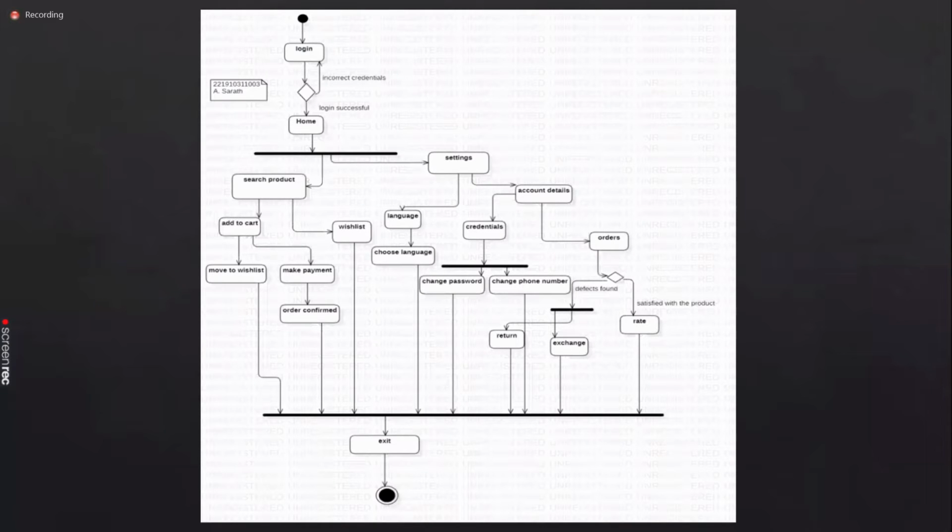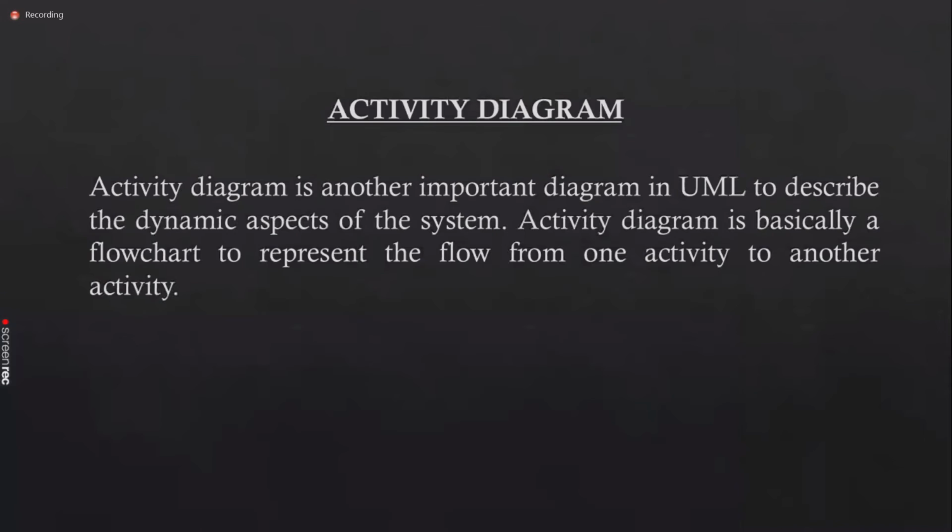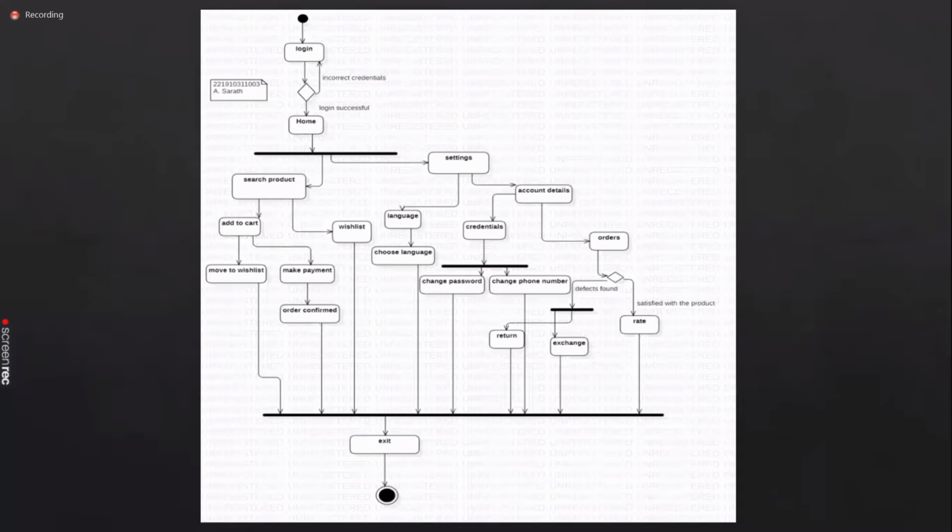This is the rudimentary diagram of online shopping from the user side. First we log in. If the credentials are right, it will take us to the home page, or else it will take us back. Where is the diagram name? It's the activity diagram. In the diagram itself, you have to mention the diagram name. Okay, ma'am. Sorry, ma'am.